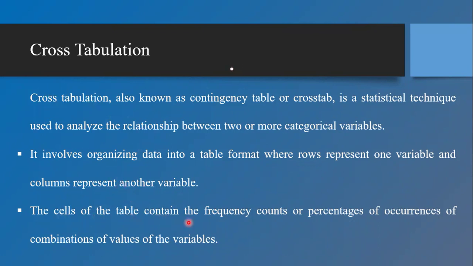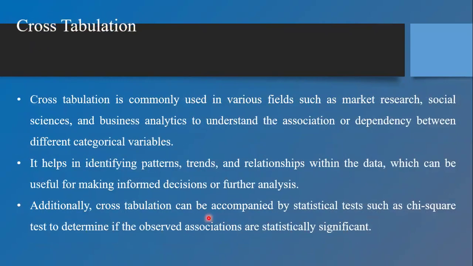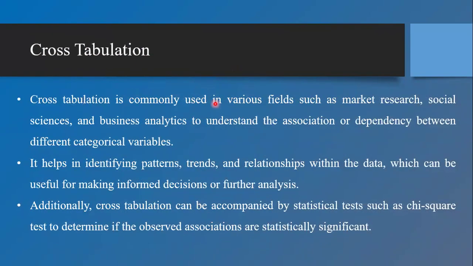The cells of the table contain the frequency counts or percentages of the occurrences of a combination of values of the variables. When I show you how to create them, I will interpret the cross tabulation and let you know the procedure. Cross tabulation is commonly used in fields such as market research, social science, and business analytics to understand the association or dependency between different categorical variables.